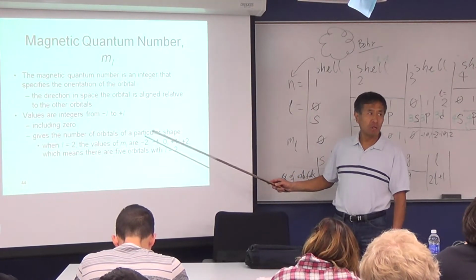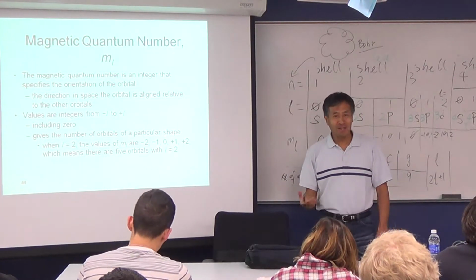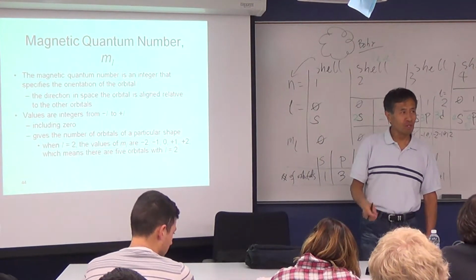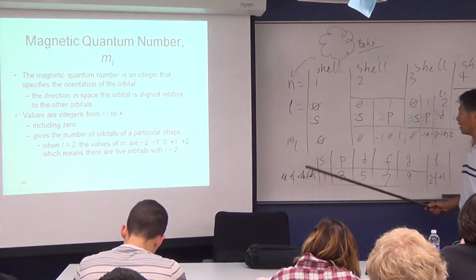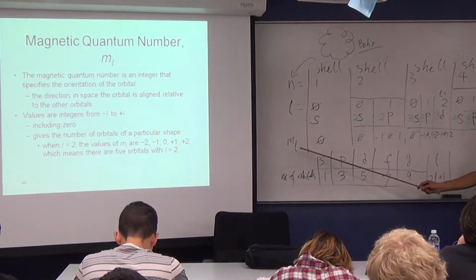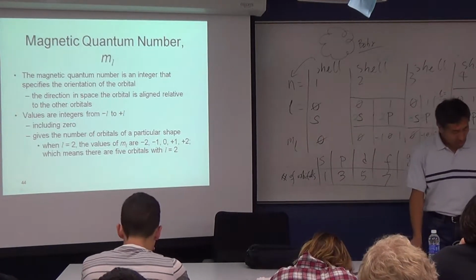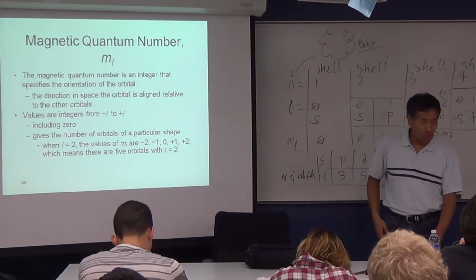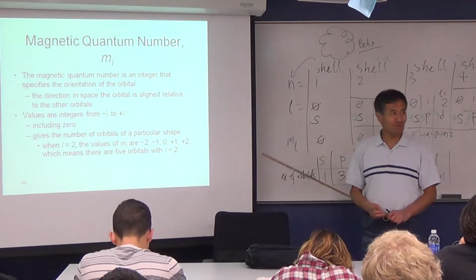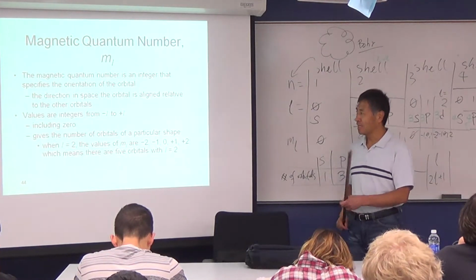Understand? But ml depends on l, for a particular shape. The particular shape will depend on l. So if you have l equals 0, you have s, and you have only one value for ml. Therefore only one orbital. I think don't push yourself too hard. There's so much information in one class. It's very difficult to summarize all this information in your mind right now.